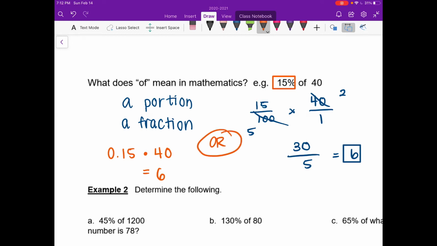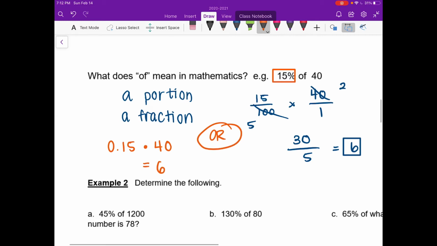I personally like doing 0.15 times 40. For me, if I have a calculator, that's just easier to work with. But if you don't have a calculator, the fraction is obviously easier to work with. Okay.